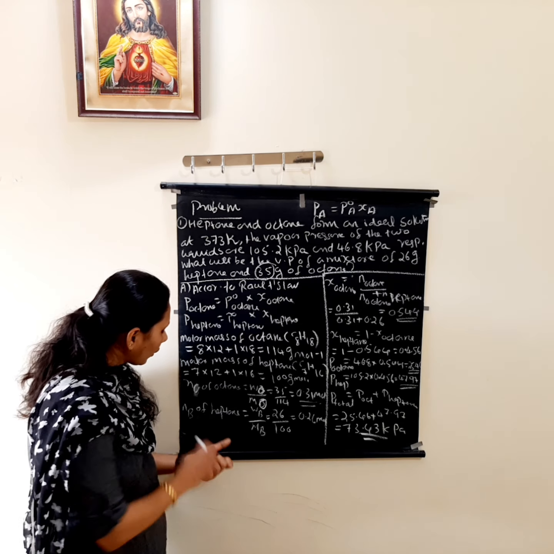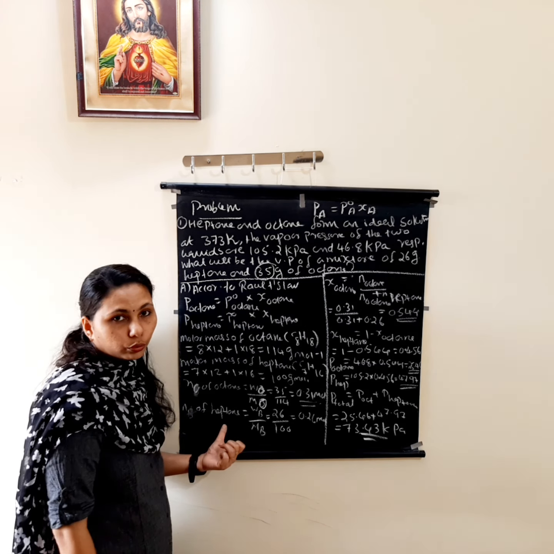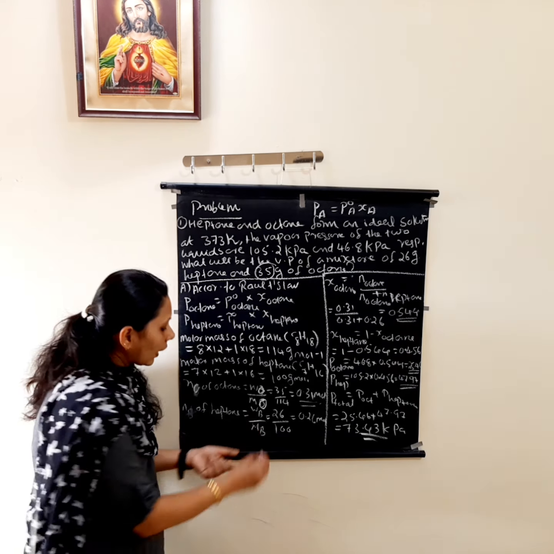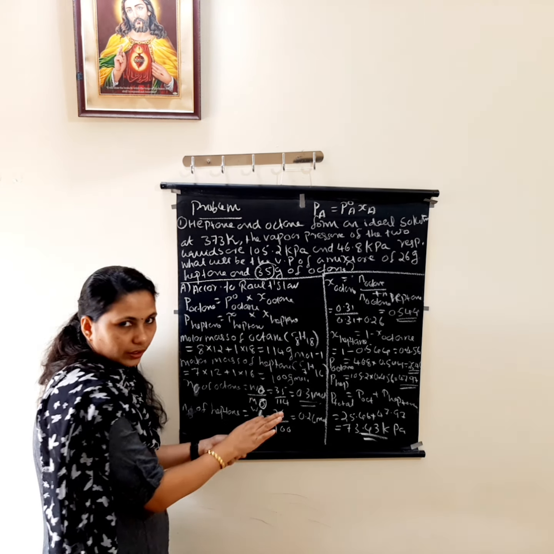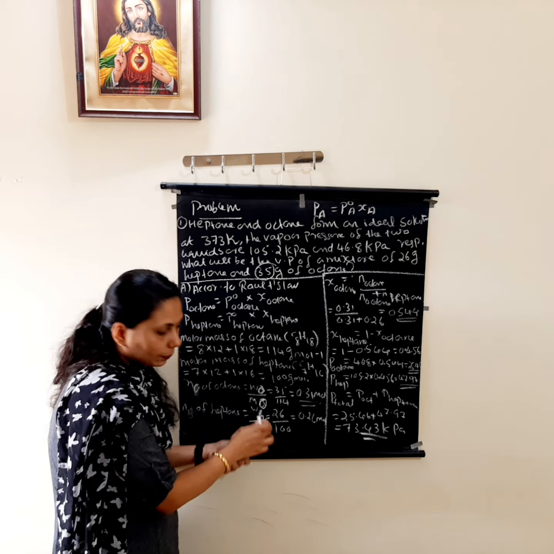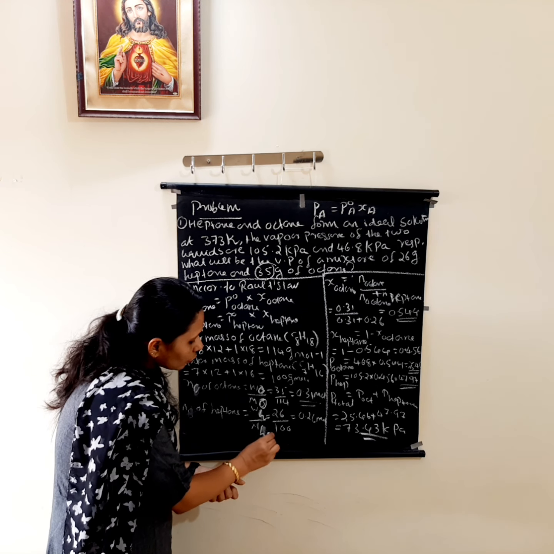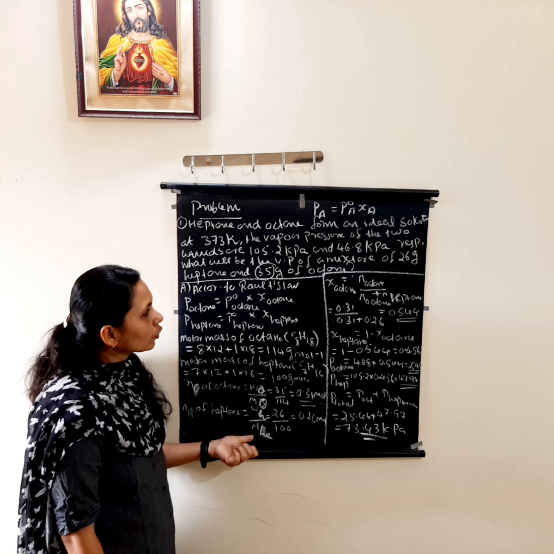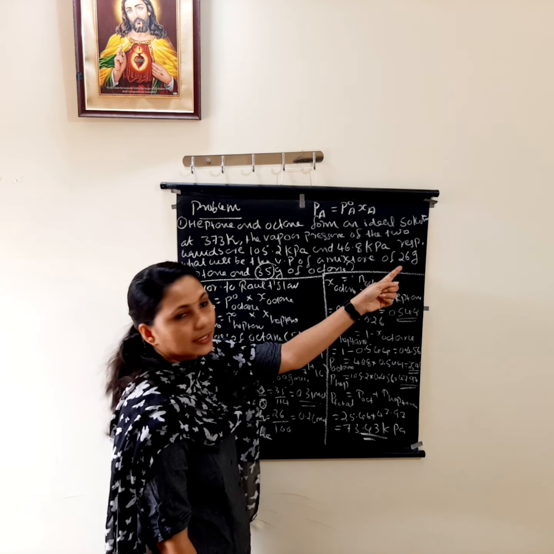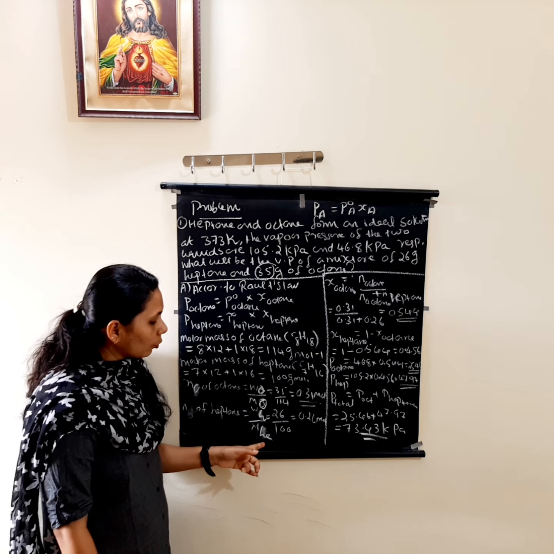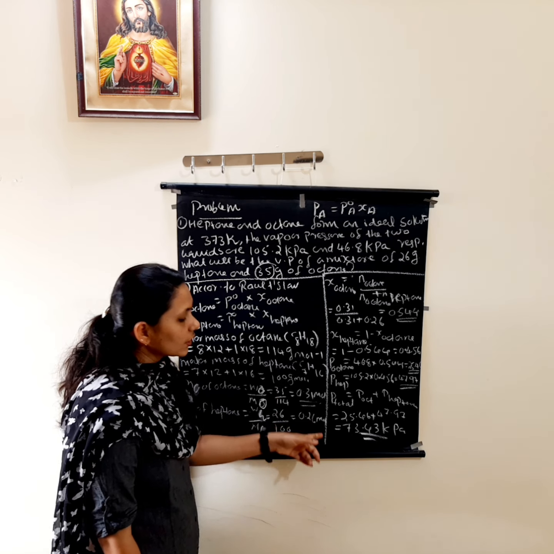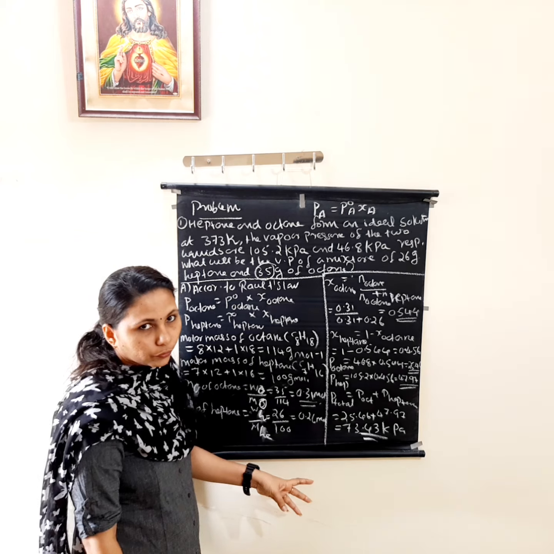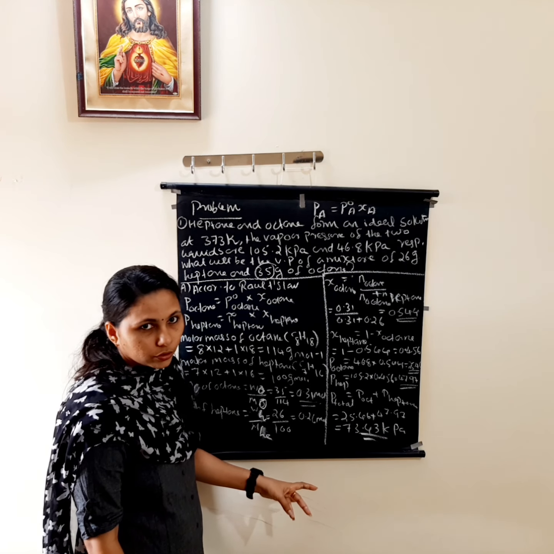Next, number of moles of heptane equals weight of heptane divided by molecular mass of heptane. The weight of heptane is given in the problem, 26 gram, divided by its molecular mass, 100. So we get 0.26 moles. So we got the number of moles of both octane and heptane.